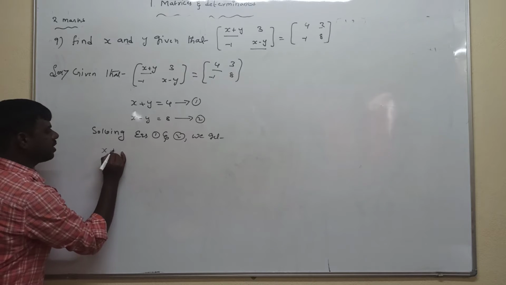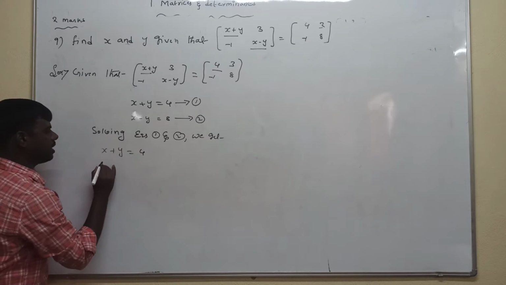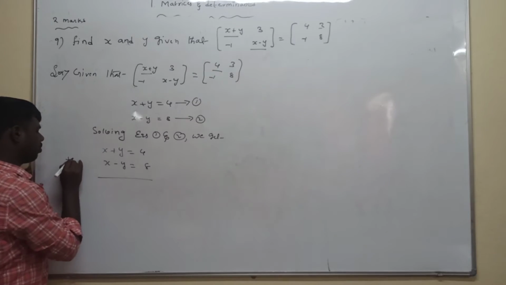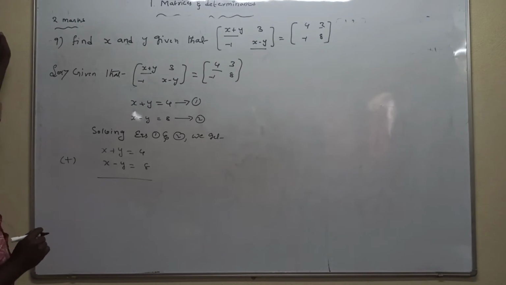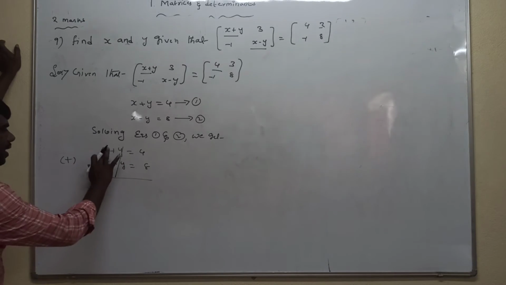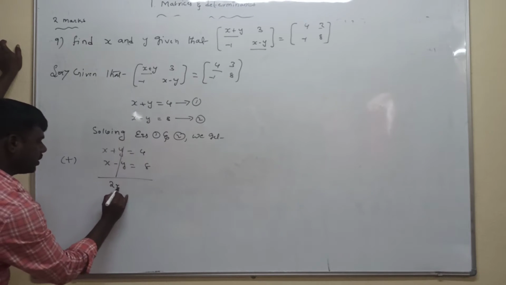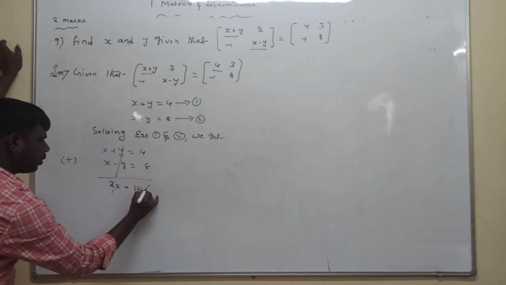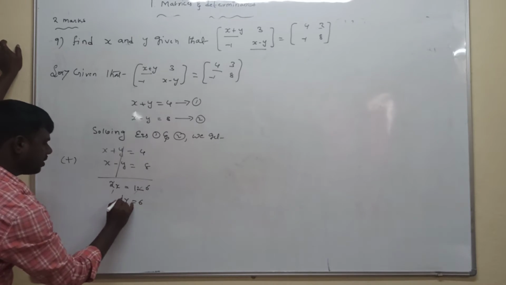The first equation is x plus y is equal to 4. The second equation is x minus y is equal to 8. Now by adding equations 1 and 2, the signs will not change, so plus y and minus y directly cancel. x plus x is 2x is equal to 4 plus 8, which is 12. So x is equal to 6.